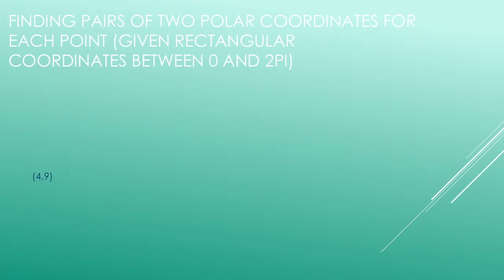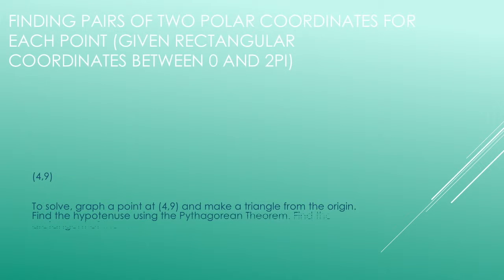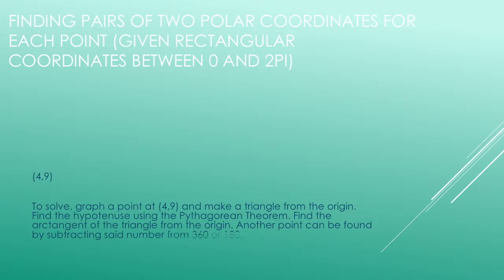And how we're going to solve this problem is we're going to graph a point at (4, 9). And then we're going to make a triangle from the origin that uses that point. And all we need to do after that is find the hypotenuse using the Pythagorean theorem, and use arctangent to find the angle of the triangle from the origin. And then our second point will be found by subtracting said number from 360 or 180.